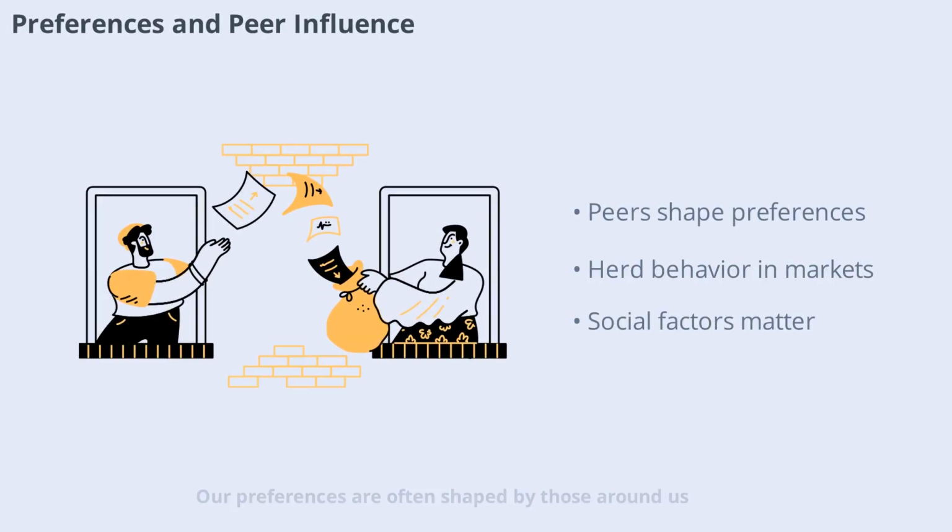Our preferences are often shaped by those around us. Peer influence can lead to herd behavior, where people make choices based on what others are doing rather than their own utility. This phenomenon is common in fashion, technology adoption, and even financial markets, highlighting the social dimension of preferences.